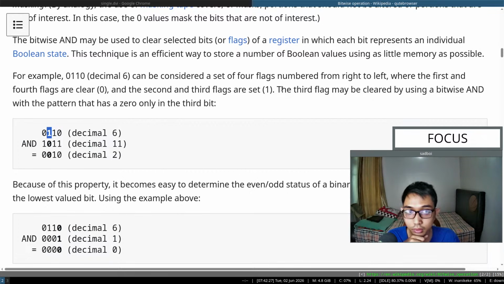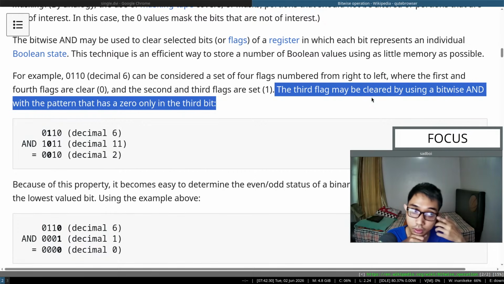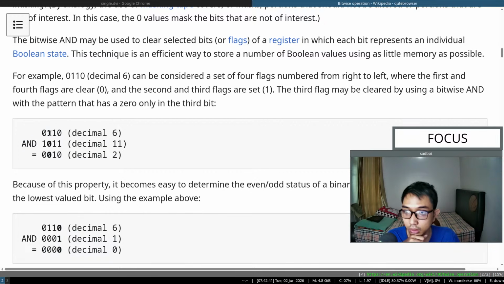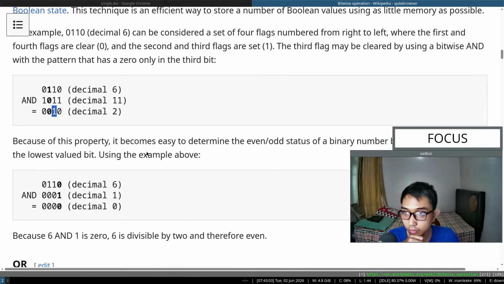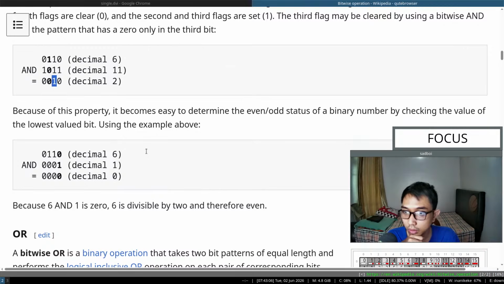Are set. The third flag may be cleared by using a bitwise AND with a pattern that has 0 only in the third bit. So we are clearing this one. Wait a minute. We are clearing this one, so only the second flag is set. Okay. Alright.